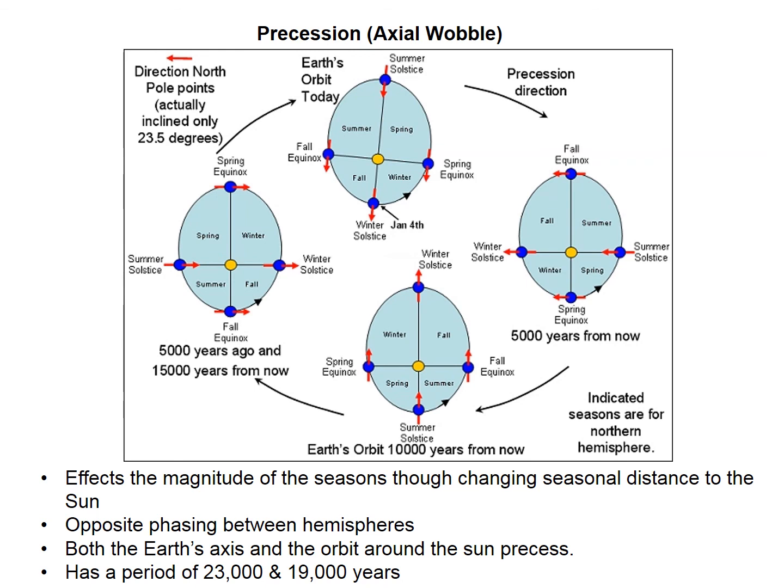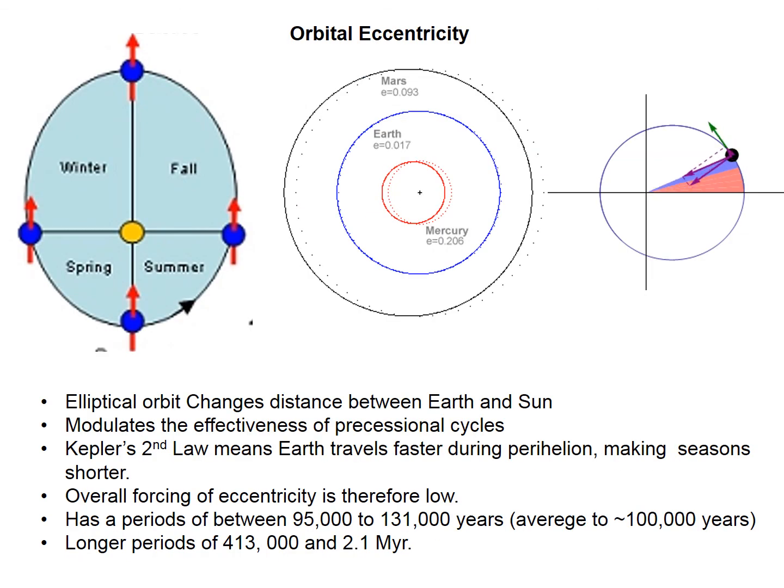So the effect of precession is basically to change the magnitude of the seasons. Once again, it's more important at high latitudes than low latitudes, but the effect is at different times. So when precession is making the northern hemisphere warm, it's making the southern hemisphere cold in summer.